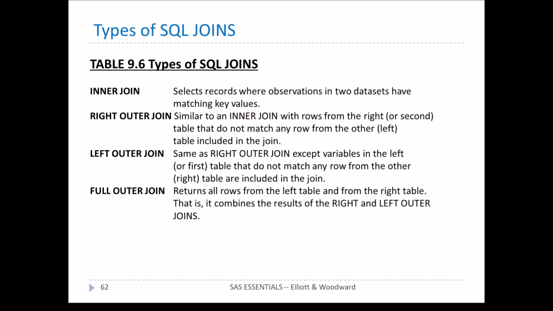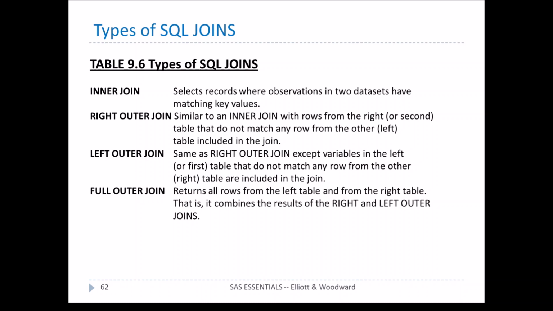Those are very, again, just like in unions, there's a variety of types of joins. So we have an inner join, which selects records for observations in the two data sets that have matching key values. Again, that was the one we just looked at, and 11 was not included because it didn't have a matching key value. We have right outer joins, which is similar to an inner join, with rows from the right or second table that do not match any row from the other table included in the join. And again, you have to be really careful and look at the various versions of this.